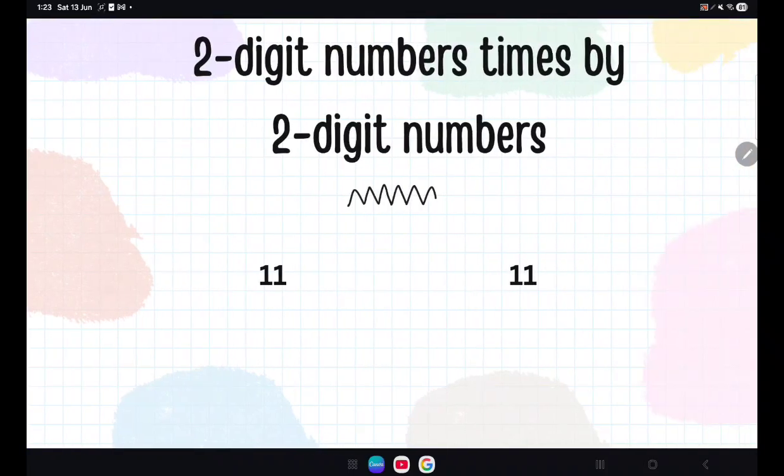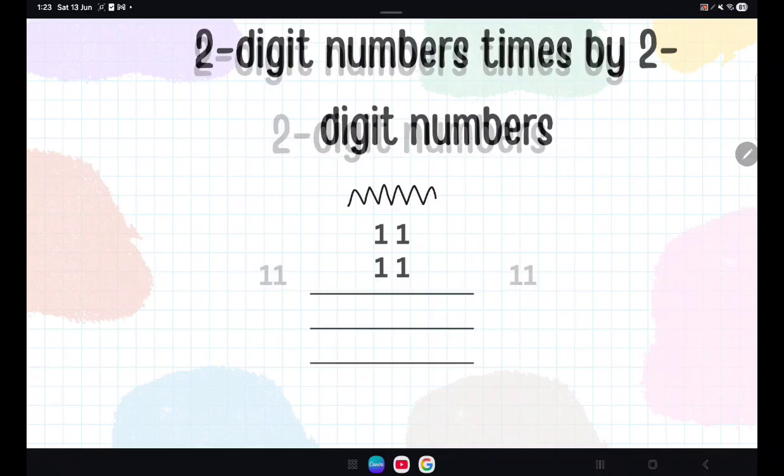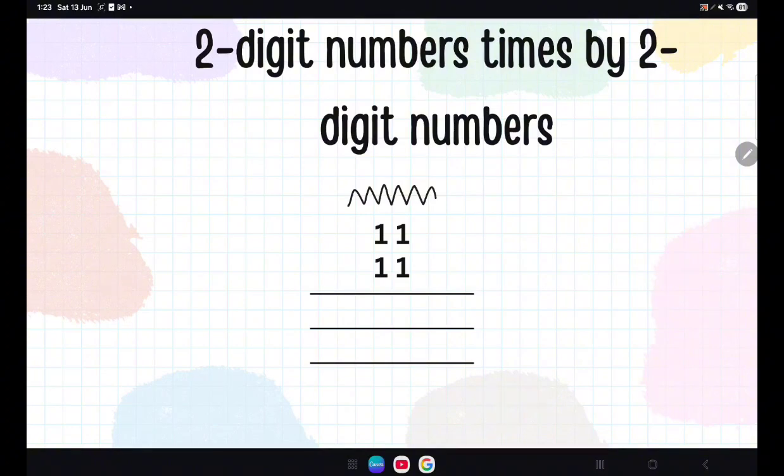Now we're going to be moving on to something a little bit harder. 2-digit numbers times by 2-digit numbers. Now we have the same numbers here, 11 and 11, and these are both 2-digit numbers as we can see from the title. So that means that they're just going to go on top of each other. Now, the steps to this are a little bit more than timesing a 2-digit number by a 1-digit number. First, we're going to times both of our ones, which are at the side here, together, which equals 1 times by 1 will be 1. Then we're going to times our 1 over here by our tens at the top, and that would be 1 times by 1, which is 1.